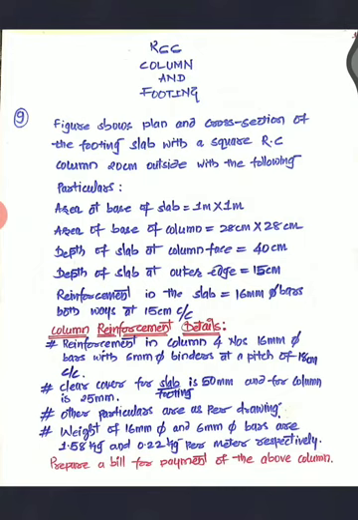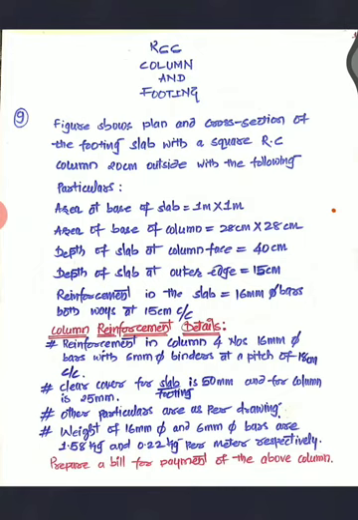The area of the base of column is 28 cm. This base of column will be there in the plinth, right? Then the depth of slab at the column face is 40 cm. The depth of slab at the outer edge is 15 cm. Then the reinforcement in the slab is 16 mm dia bars laid in both directions at 15 cm center to center. Now here you will have the mesh details, that is, 16 mm dia bars laid in both directions with a spacing of 15 cm center to center.